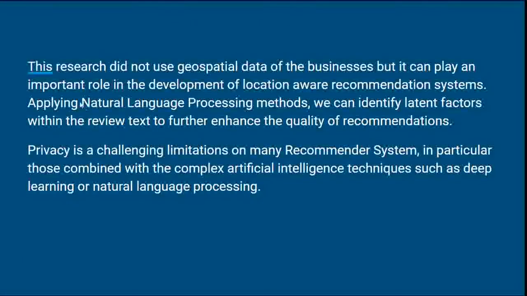This research did not use geospatial data of the businesses, but it can play an important role in the development of location-aware recommendation systems. Applying new natural language processing methods, we can identify latent factors within the review text to further enhance the quality of recommendation.